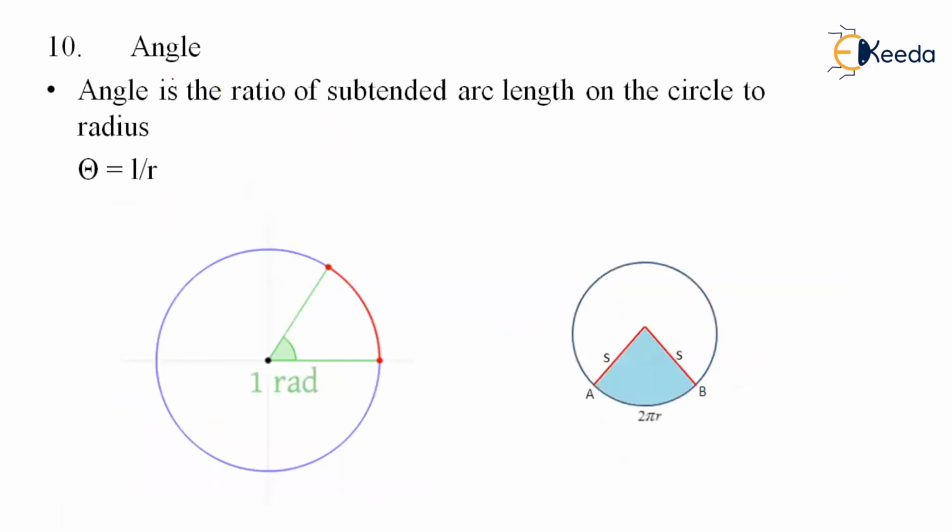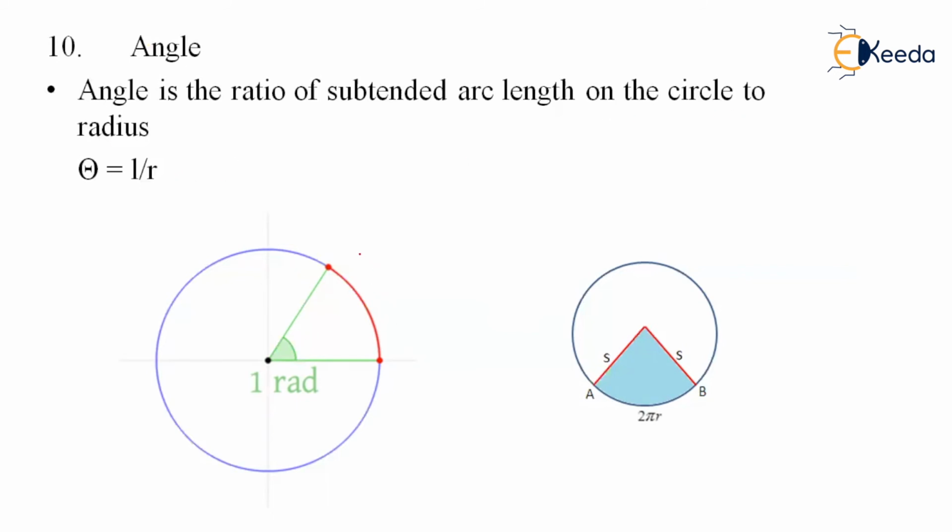Now, the tenth definition is angle. In the earlier case we asked what is steradian and candela. So let's see, to talk about steradian, or the solid angle, we first need to understand what is angle. Angle is the ratio of the subtended arc on the circle to the radius.